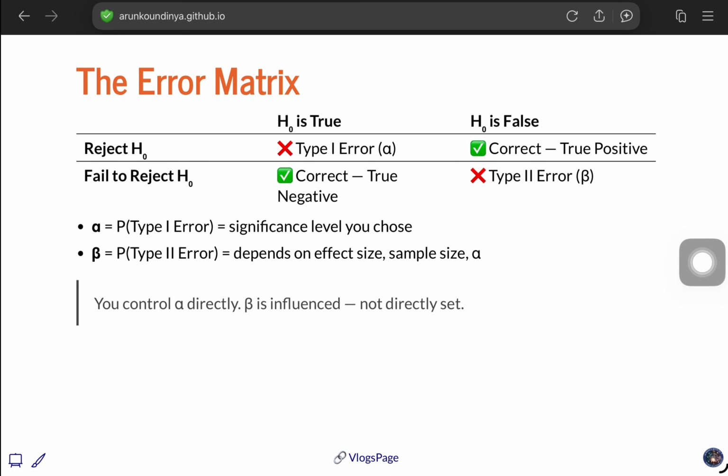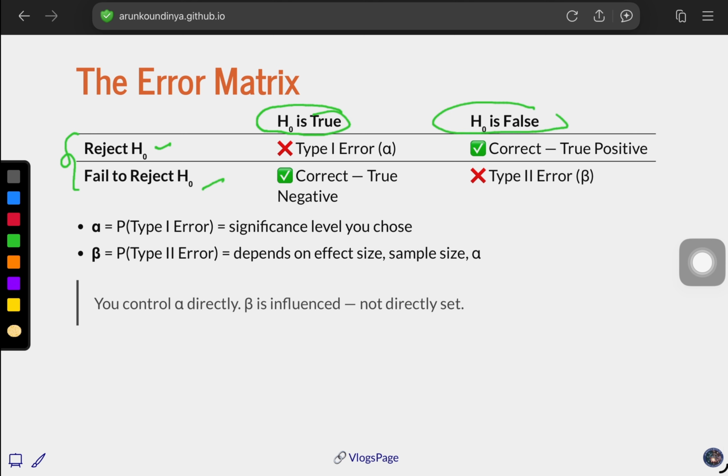This is the famous error matrix where you can see we reject the null hypothesis or fail to reject the null hypothesis, when actually H naught is true or H1 is true. If we reject the null hypothesis, we are agreeing with the alternative hypothesis, and when that is correct, this is a true positive. It means we have correctly identified it. And when we fail to reject the null hypothesis and the alternative is indeed false, this is also a correct decision.